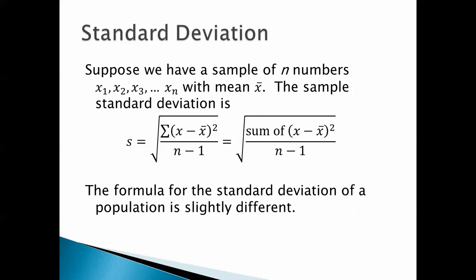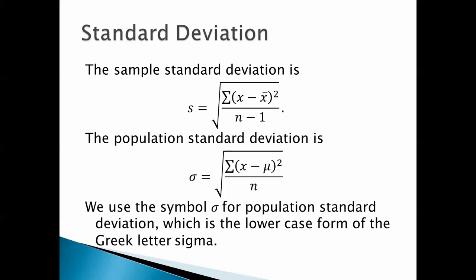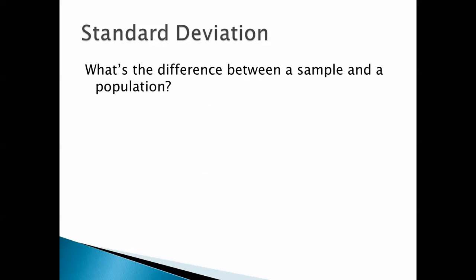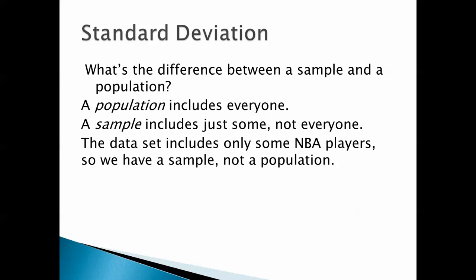Okay, the formula for the standard deviation of a population is slightly different. Here's the formula for the standard deviation of a sample. The population standard deviation is the square root of the sum of (x minus mu) squared over n. We use that symbol for the population standard deviation, which is the lowercase form of the Greek letter sigma. So we have sigma equals the square root of the sum of (x minus mu) squared over n. Again, what's the difference between a sample and a population? Just as review, a population includes everyone, a sample includes just some, not everyone.